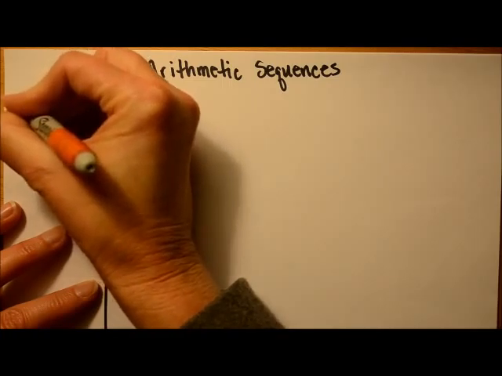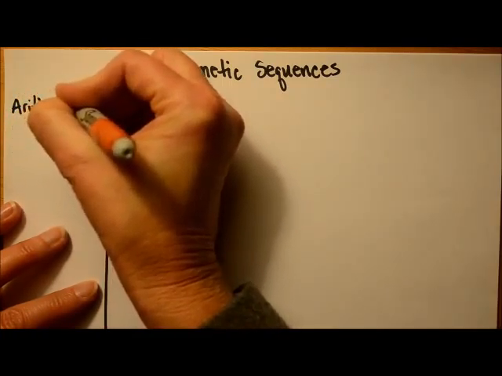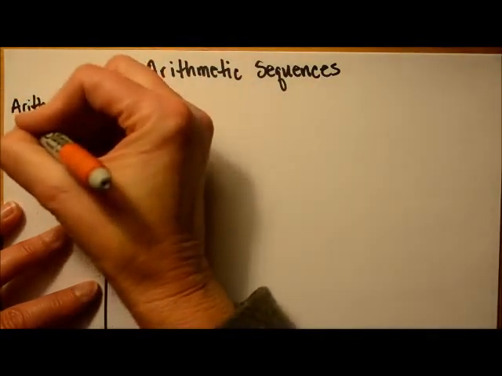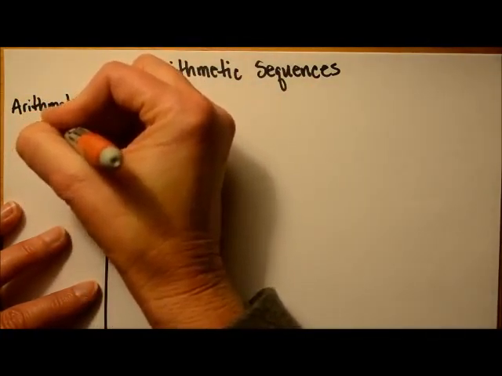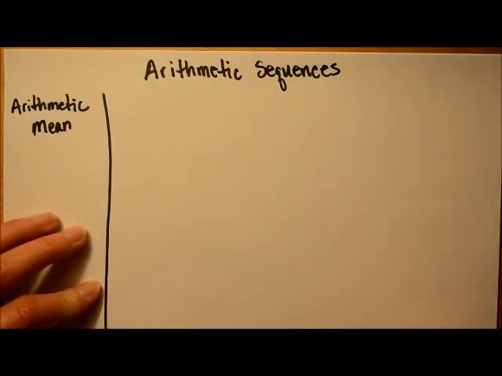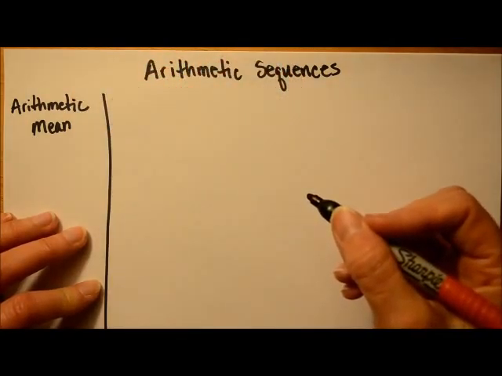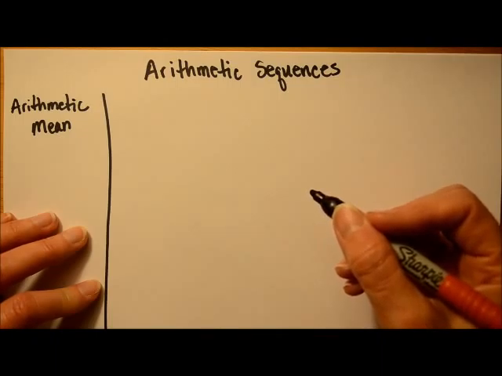Now, if you read your book, it's not going to have this in there. Well, it has some of it in there, it just doesn't do it the way I do it. But I'm going to do an arithmetic mean first. What an arithmetic mean is, they're going to give you two numbers, and then they'll call out how many arithmetic means they want between those two numbers.